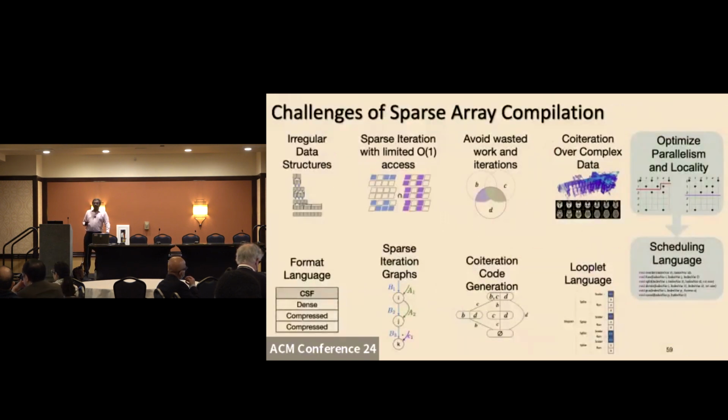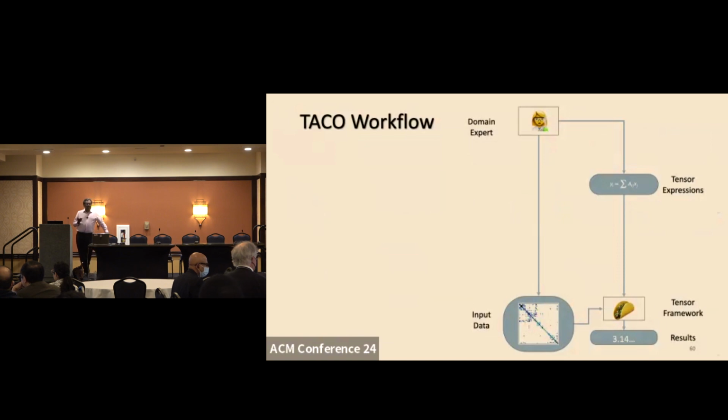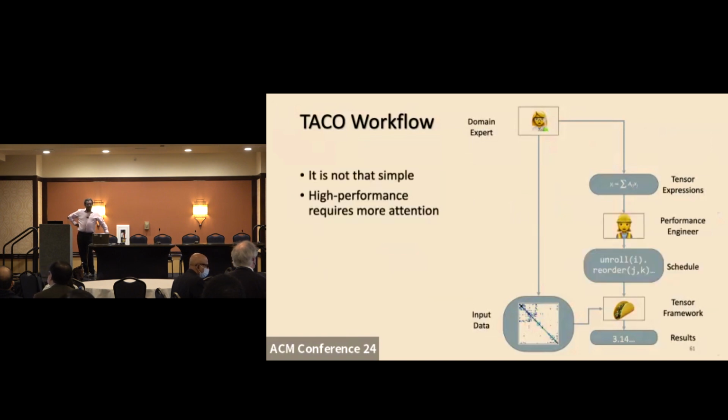So schedule languages are great, but many people don't want to write in a schedule language because it is complicated. They have to really understand the hardware. So what we would like is to have an auto-schedule. That means I have a domain expert who writes the tensor expression, and our tensor framework takes the input and produces the value. That's the normal flow. But now we added this wrinkle: a performance engineer who looks at the tensor expressions and comes up with a schedule. This is the part where you have scheduling, with some very low-level optimizations.